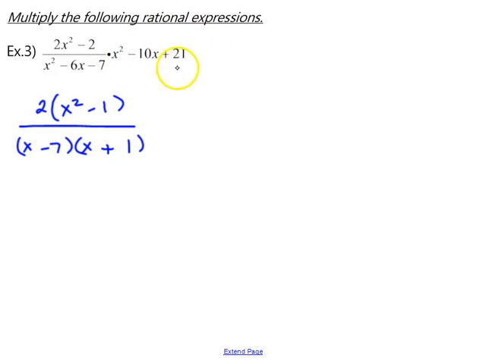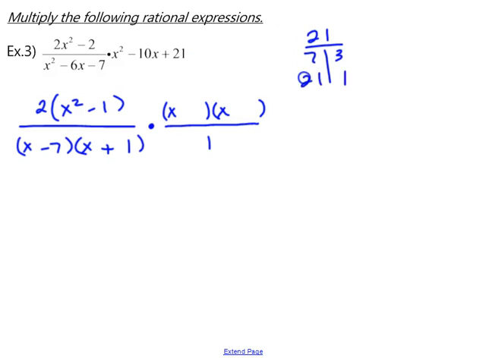Now when you look at the second expression, technically it doesn't look like a fraction. But remember that you can turn anything into a fraction by putting it over 1. So we're going to go ahead and factor that trinomial as well. We get x and x. And then the factors of 21, we have 7 and 3, and then 21 and 1. So we want them to add up to a negative 10, which means we're going to have to use a negative 7 and a negative 3.